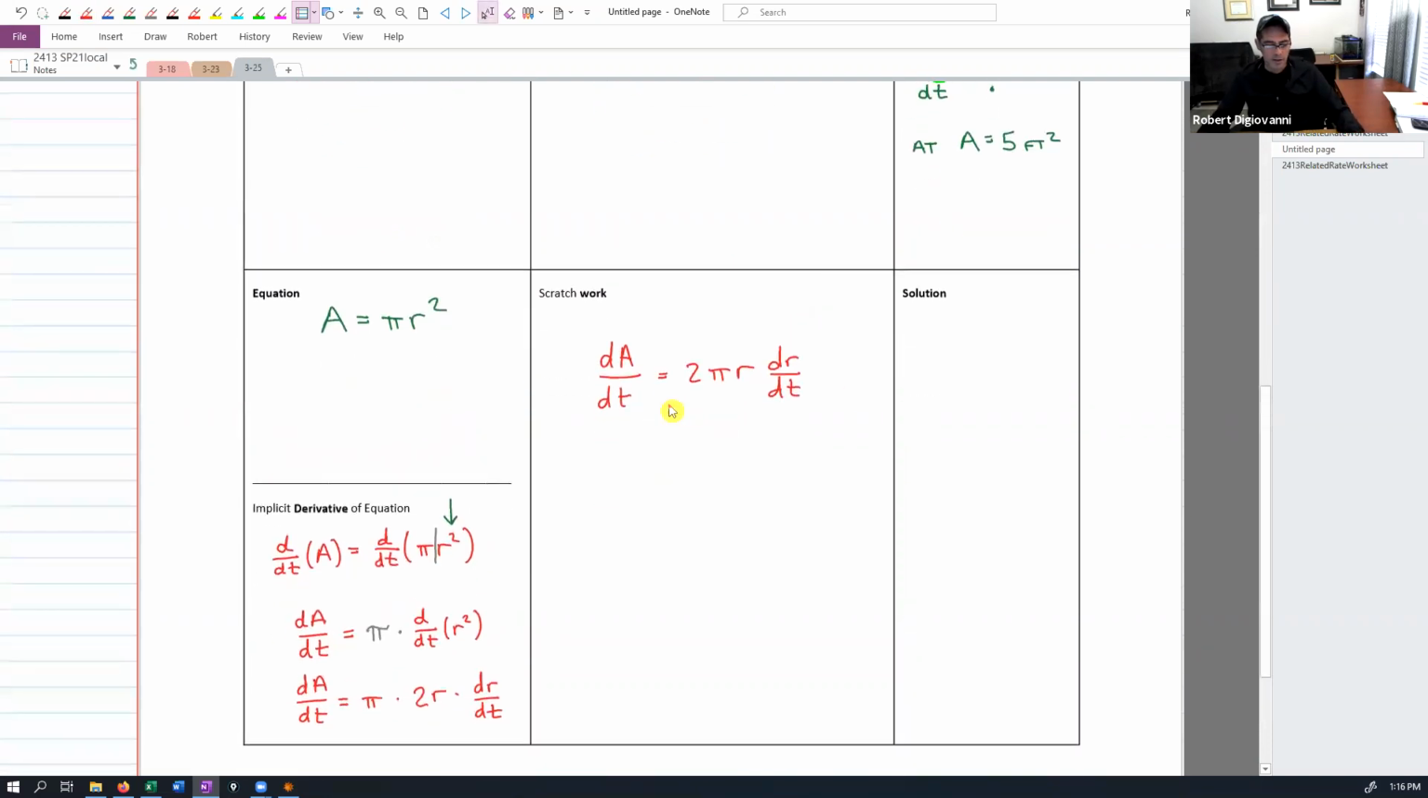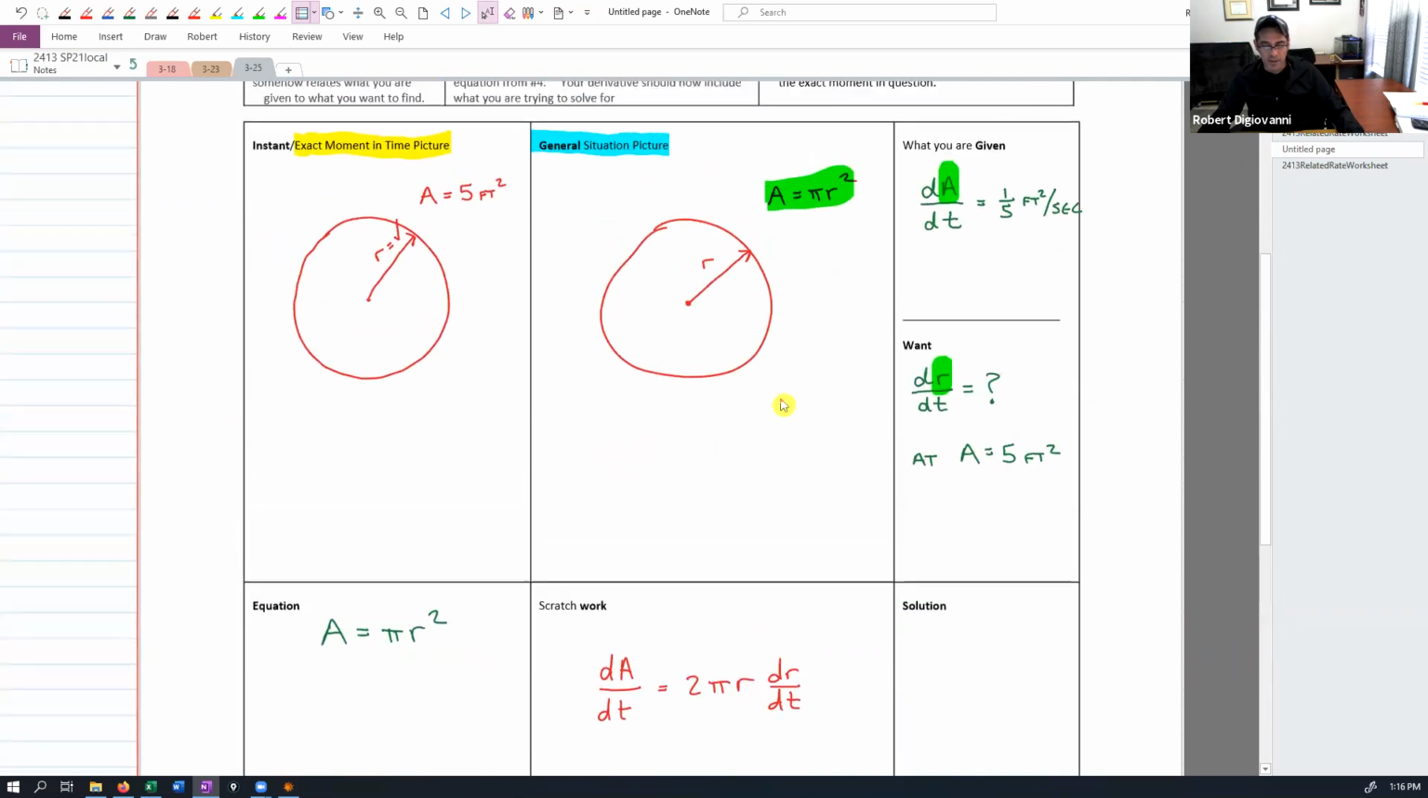And if you look at this equation that we differentiated and we got this new equation, you'll see that what we wanted in the problem, what we wanted to find out, dr/dt, is right here. What we were given in the problem, dA/dt, is right here. And the only thing we don't know right now is r. That's still a question. What is the radius of this circle at the exact moment in time?